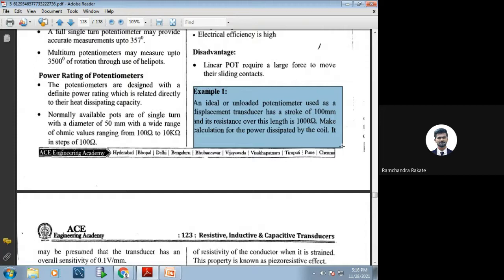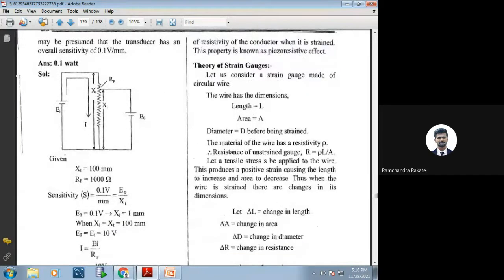Now let us discuss what they have asked. They have given the potentiometer, and the XT they have given as 100 mm, RP that we need to find out is 1000 ohm, and sensitivity is given. Sensitivity is 0.1 volt per mm, so it is E naught upon XI, that is, E naught is equal to 0.1 volt and XI is 1 mm. Okay, first you try and let me know whether you are able to solve it or not. Try it once, at least try.